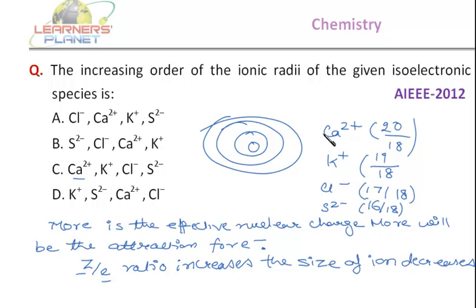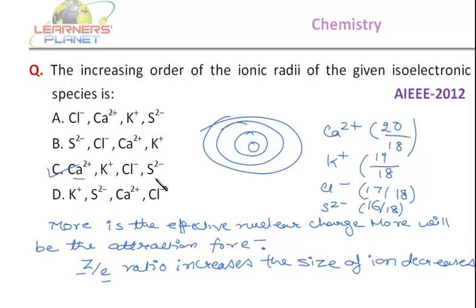So, which among these will be the smallest? In which case is more nuclear charge there? In the case of calcium. So, calcium ion will be the smallest among these. Then comes the potassium, then comes the chloride, and then comes the sulfide ion.